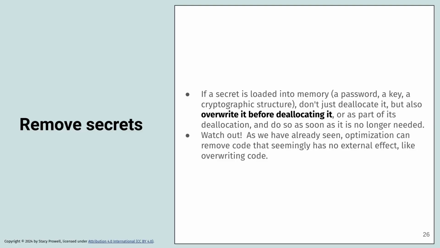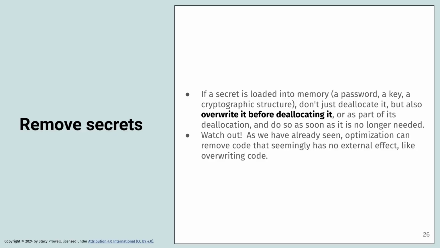If a secret gets loaded into memory, like a password or key or some other structure, even just a cryptographic structure that you've used to compute a hash, get rid of that. Don't just deallocate it, but overwrite it, because partial information present in that structure could be used to reduce the search space for the password or the key or the hash. All right?